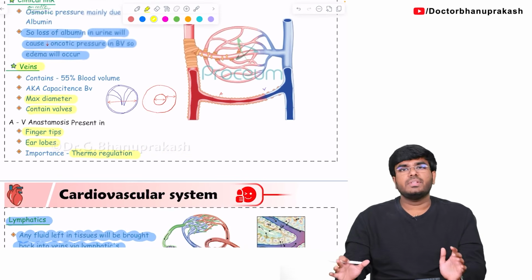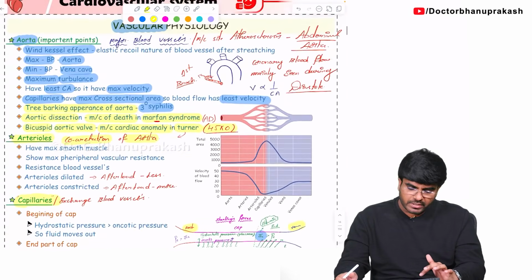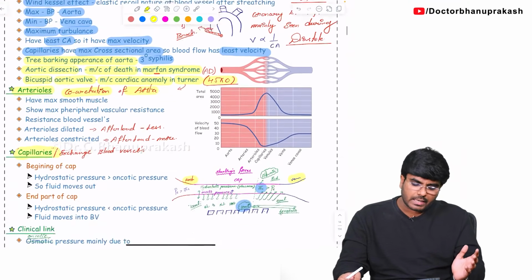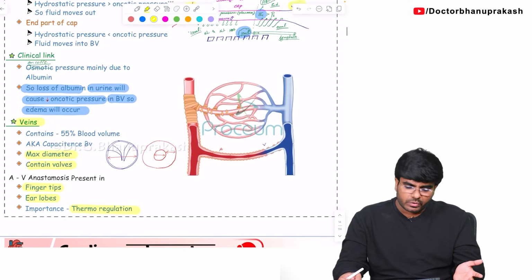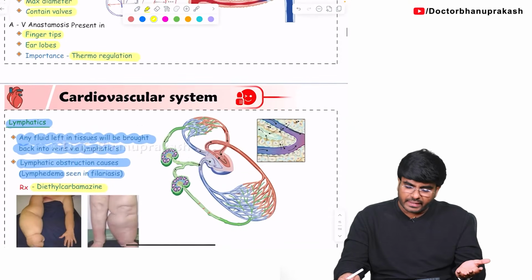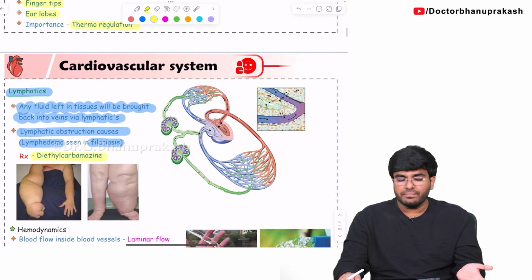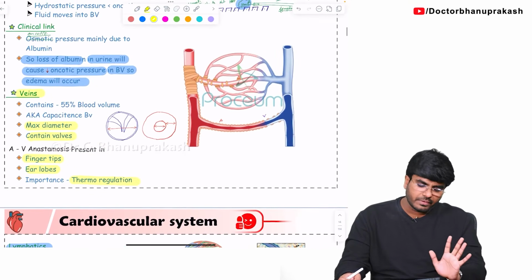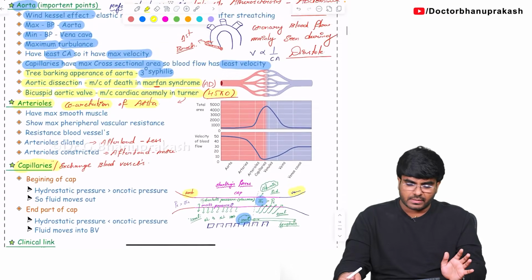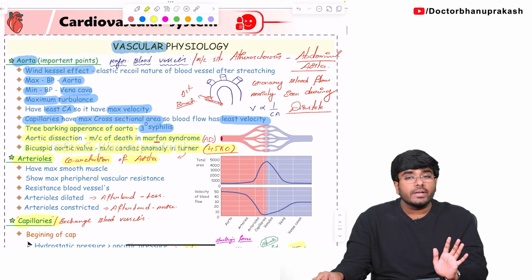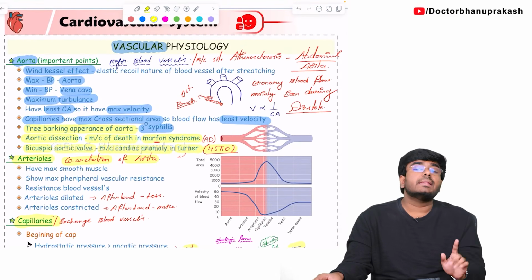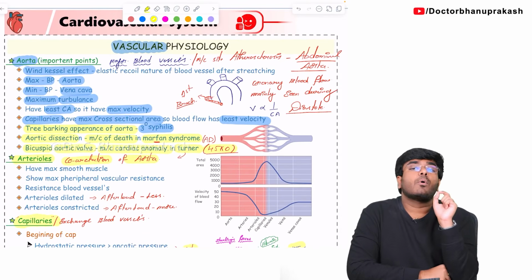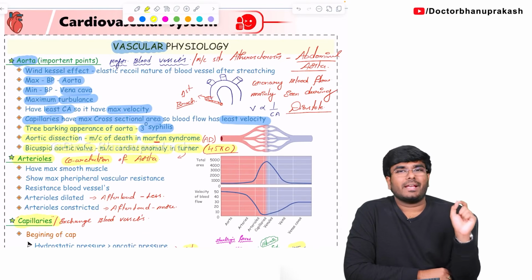So with this, what have we completed? We have completed the important points about all the blood vessels: aorta, arterioles, capillaries, Starling forces. We have discussed the lymphatics, lymphatic obstruction, clinical integration with filariasis, and veins. So with this, we have successfully finished the important points about the blood vessels. In the next video, we will be discussing the Poiseuille-Hagen formula, that is, hemodynamics. Thank you.